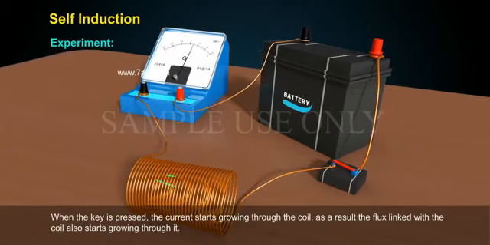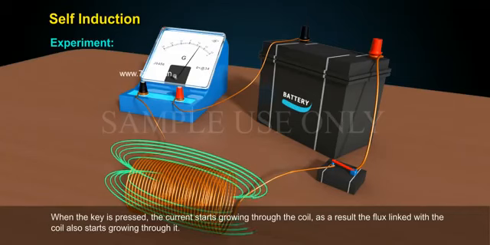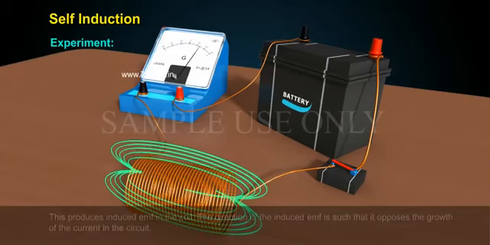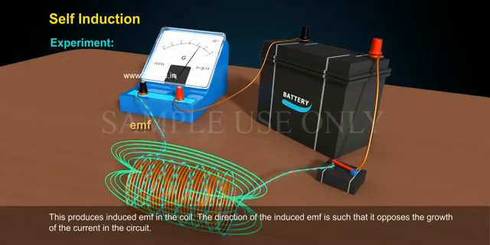As a result, the flux linked with the coil also starts growing through it. This produces induced EMF in the coil. The direction of the induced EMF is such that it opposes the growth of the current in the circuit.